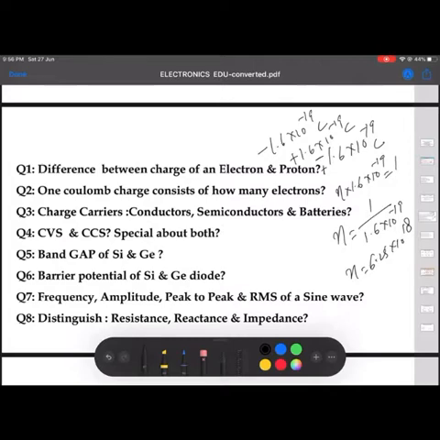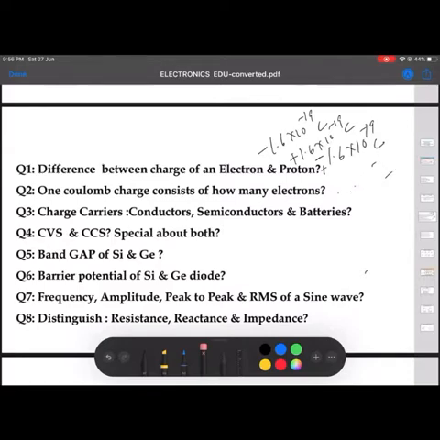So it's very obvious that a huge number of electrons has to be collected or combined to make 1 coulomb of charge. So 1 coulomb is much bigger than the charge of an electron. Is it clear? Let's go ahead.